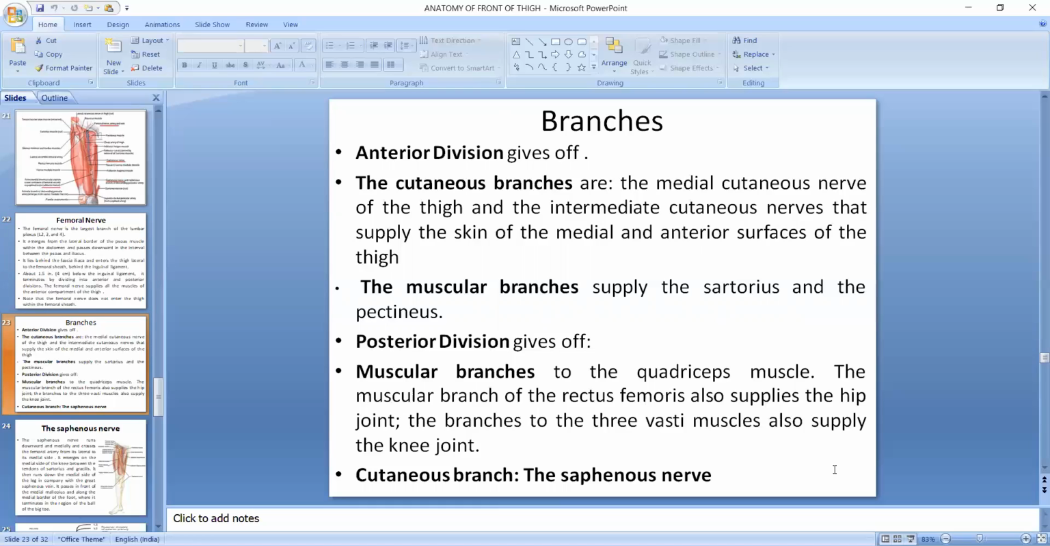The posterior division gives off muscular branches to the quadriceps muscles, and the muscular branch to the rectus femoris also supplies the hip joint. The branches to the three vasti muscles also supply the knee joint, and the cutaneous branch is the saphenous nerve.